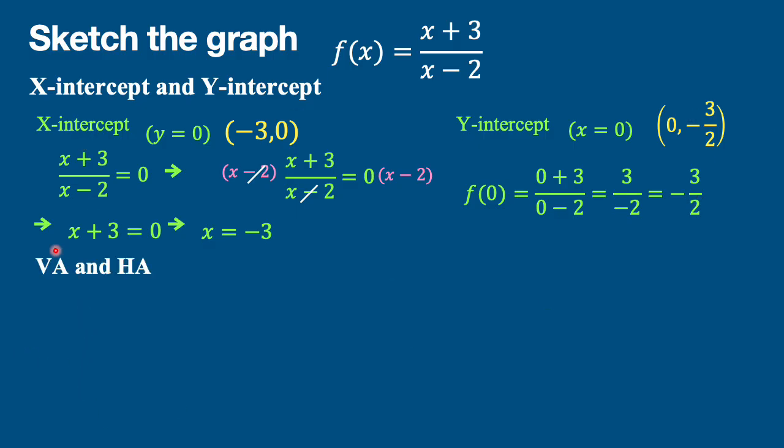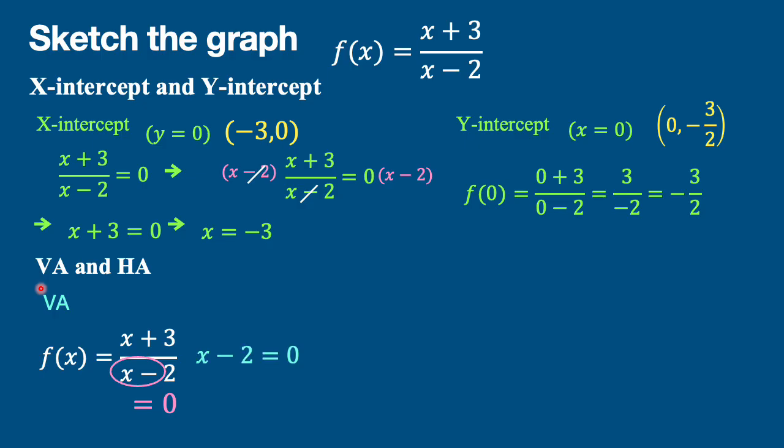Now you're going to find the vertical and horizontal asymptote lines. You will identify the domain and range later. Let's find the vertical and horizontal asymptote lines. How are we going to find the vertical asymptote line? The denominator is going to be 0, right guys? Denominator 0, so x minus 2 equals 0, meaning x equals 2. That is the vertical asymptote line.